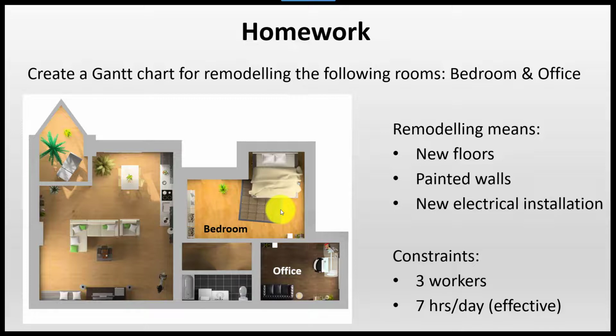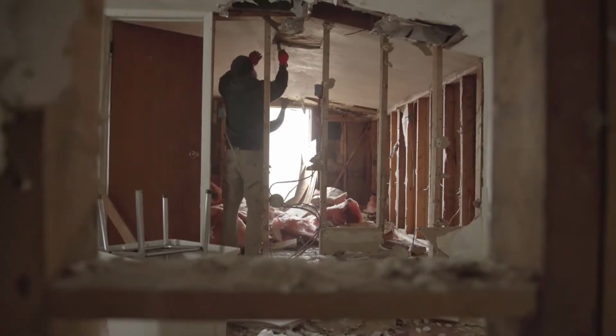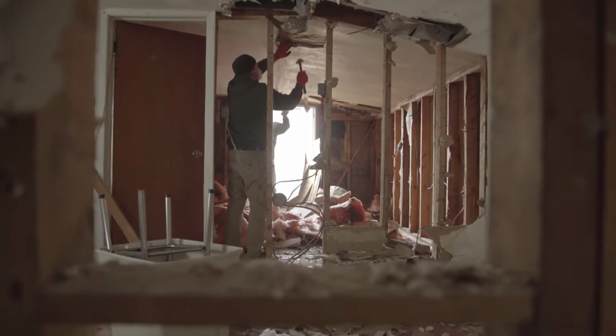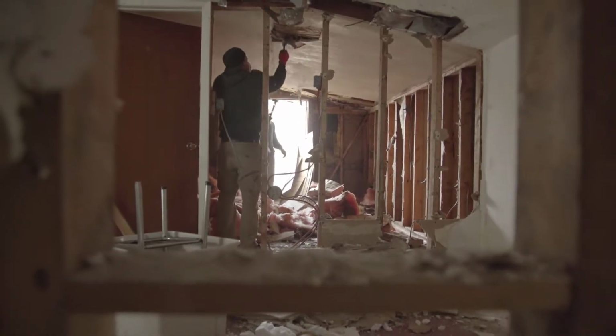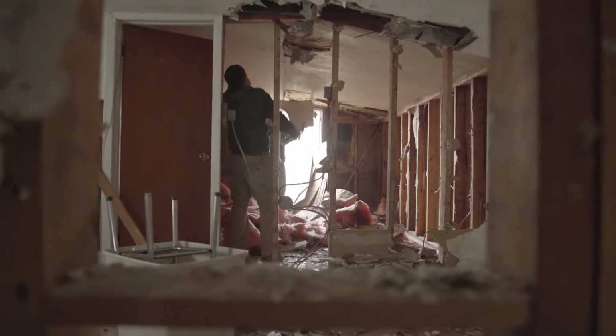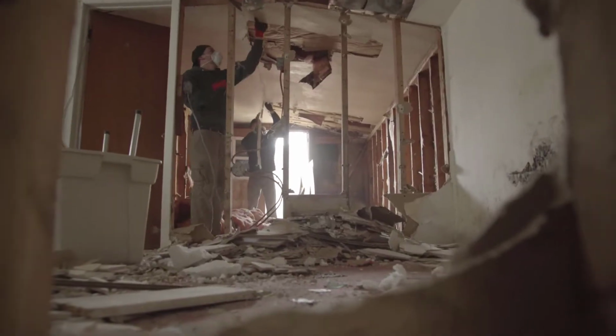And let us imagine that we need to remodel this place. Yeah, so we need to remodel just 2 rooms. So the bedroom, which is right here, and the office. And remodeling means we need to change the floors, we need to paint the walls, and we also need to install new electrical installation, because we want to have new power outlets, and maybe these fancy lamps that are on the ceiling, I don't know.